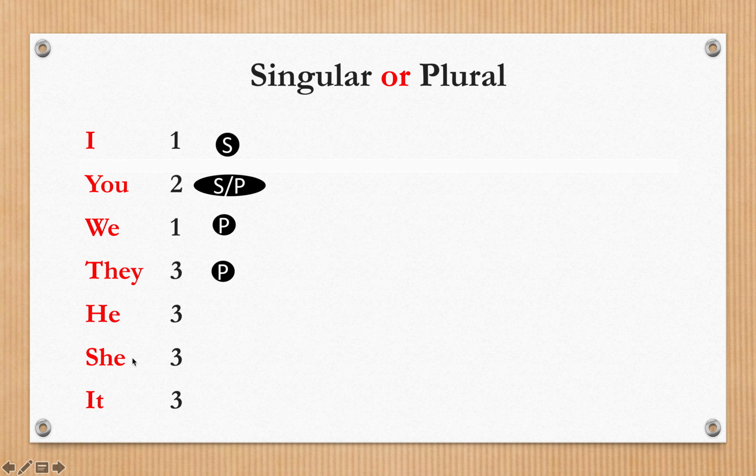He, she, and it, okay. He for one man, she for one woman or one girl, it for one animal. So that is third person singular. When you study grammar, they will use the phrase third person singular all the time. So when you hear this, you have to think about he, she, and it, okay?